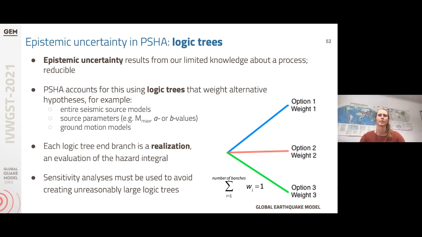On the other hand, there is epistemic uncertainty. And in PSHA, this is handled using logic trees.